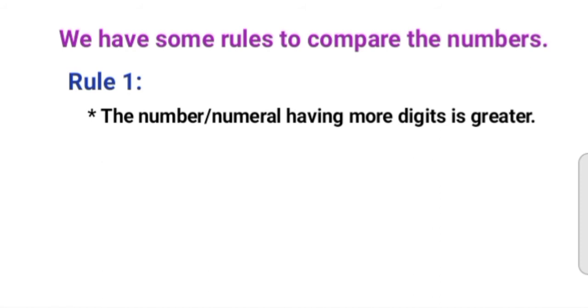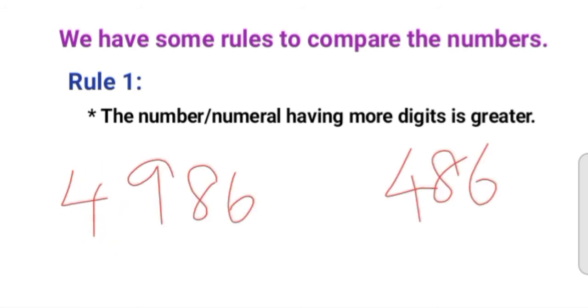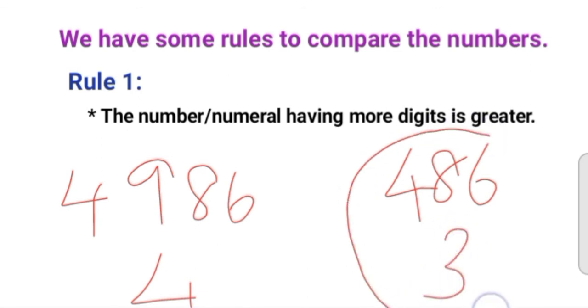So it may be, for example, here we have 4986, here 486. When you need to compare these two numbers, the first rule is to count the number of digits. This is a 4-digit number, 1, 2, 3, 4. This is a 3-digit number. So we can identify that the 3-digit number is the smallest number. This is the biggest number.